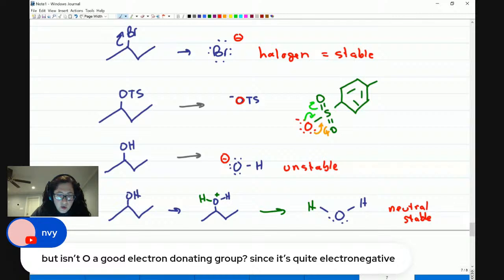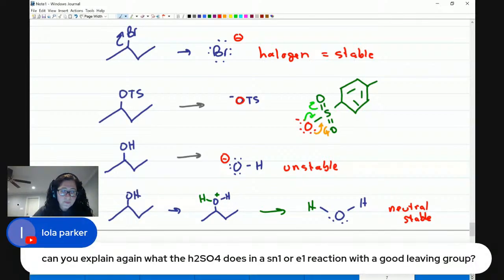Question, but isn't O a good electron donating group since it's quite... I don't know when you typed that question, so I don't understand the context. Can you please explain? And that way I'll be able to go back.